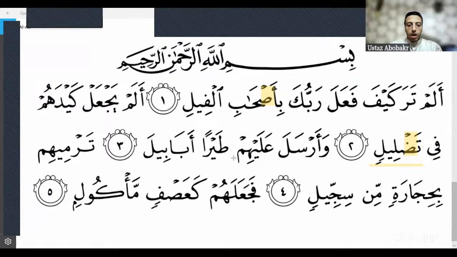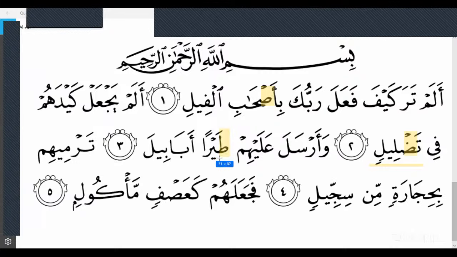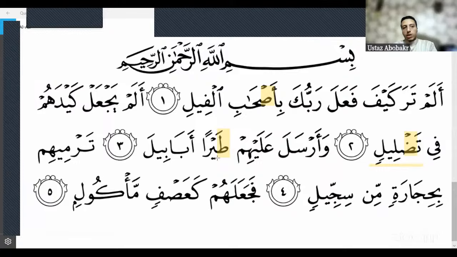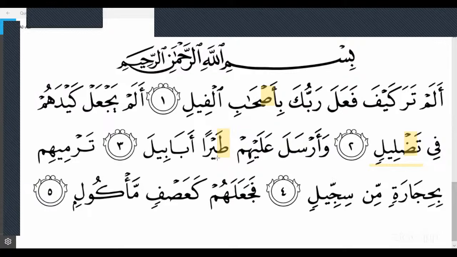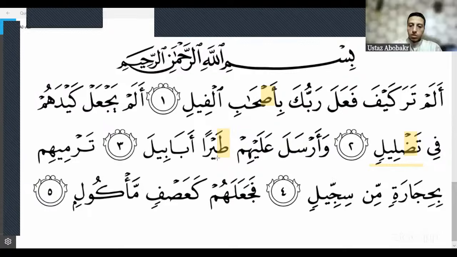وأرسل عليهم طيرا أبابيل. Okay, letter Ta. طيرا. Ta. We make it heavy. It's not ta, we don't make it weak or light. We have to avoid that. We have to make Ta. طيرا أبابيل. Right. Okay, perfect.